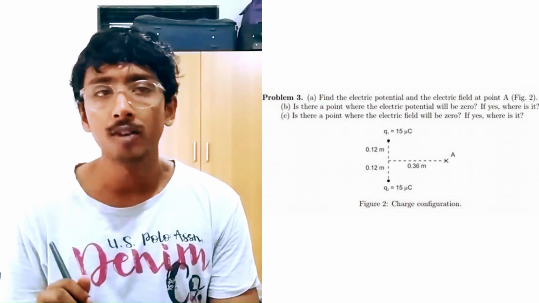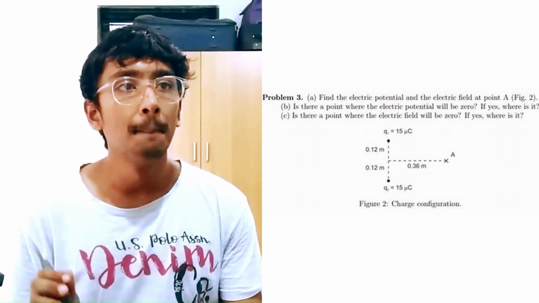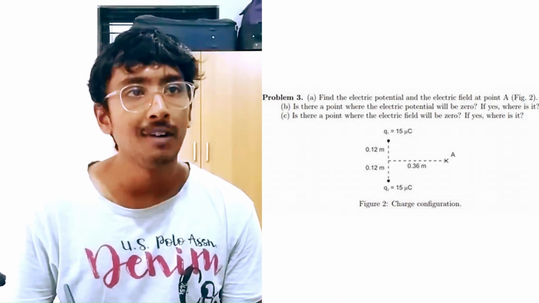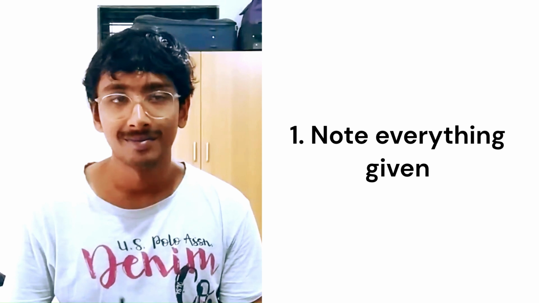Let's start with this type of question. What have you been given here? You've been given the position of charges, the magnitude of the charges, and the point at which you need to find the electric field and potential. That's question 1. First thing, you note all of that in short.